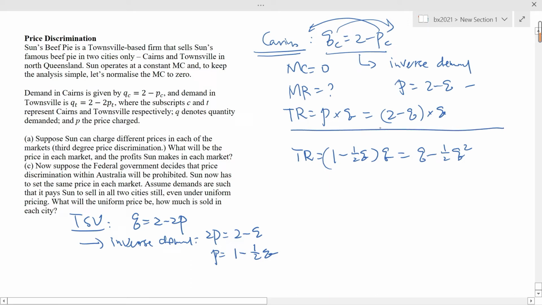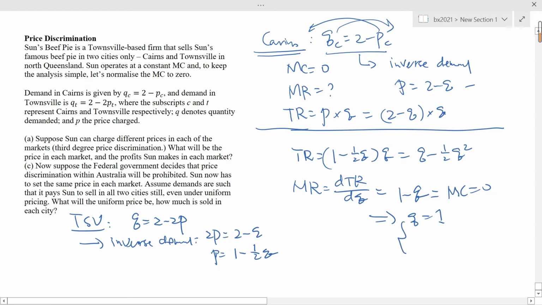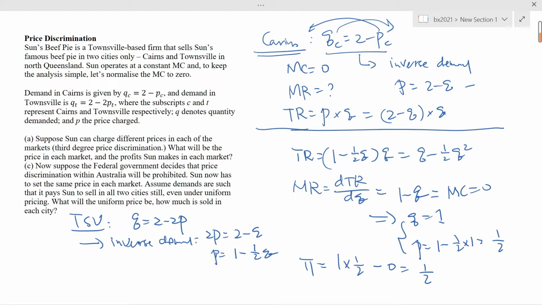And marginal revenue, differentiating total revenue with respect to quantity, is 1 minus Q. Equate this with MC, 0. This implies Q is equal to 1 as well. Plug Q equal to 1 into the inverse demand function: P is equal to 1 minus 1 half times 1, so it's 1 half. Profit is revenue, 1 times 1 half, minus 0, so it's 1 half. That's the price, quantity, and the profit in the Townsville market.